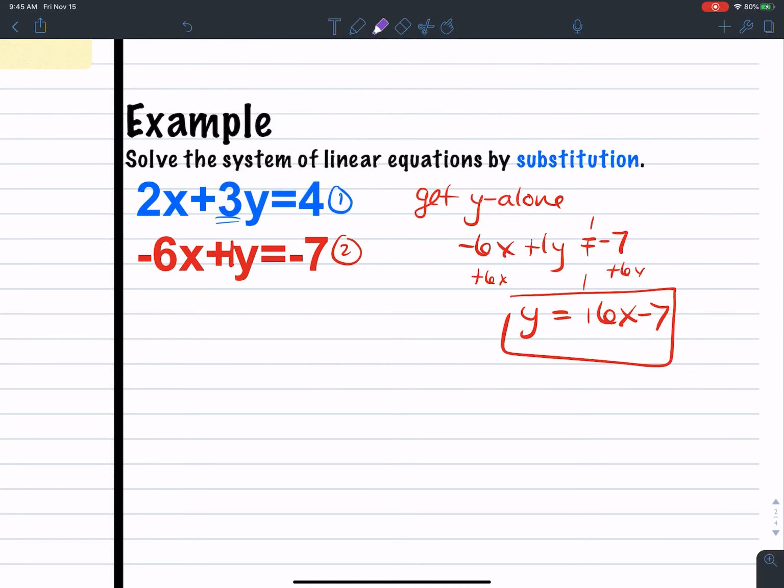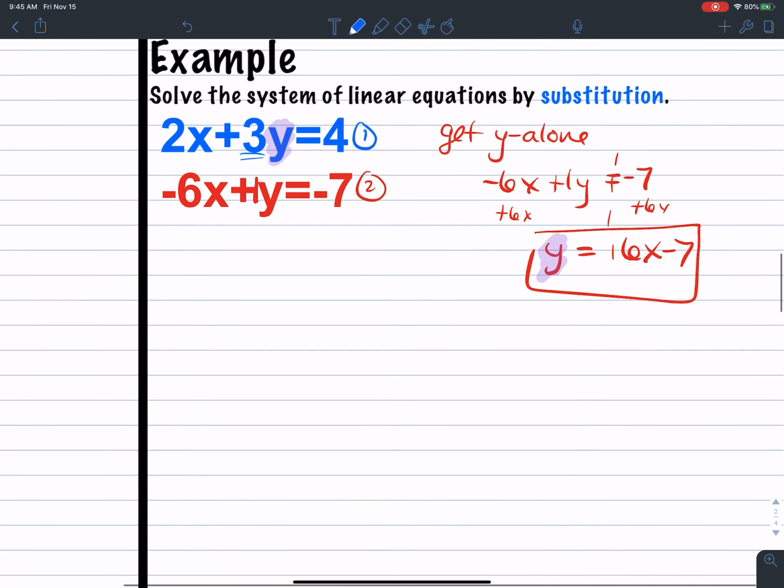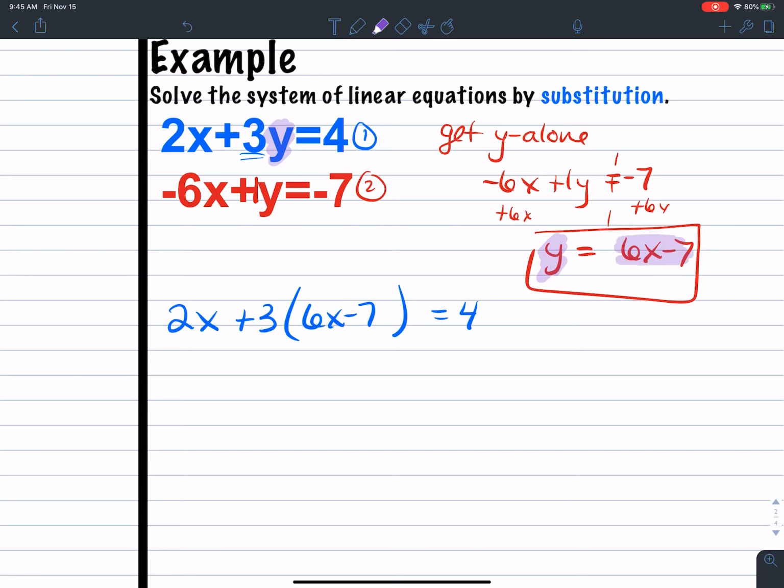So wherever I see this symbol of a y, I'm going to replace it with a big set of parentheses. So I'm going to take equation number 1 and rewrite it, but instead of y, big set of parentheses. And instead of actually calling it y, instead I can call y 6x minus 7. So replace that with 6x minus 7. And again, that's just because we got y alone, so y and 6x minus 7 are the same thing.